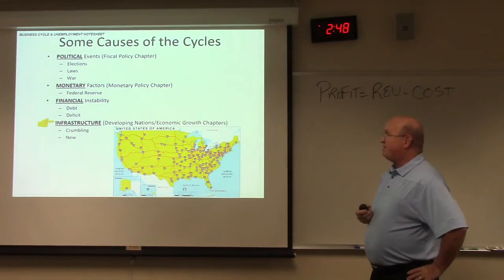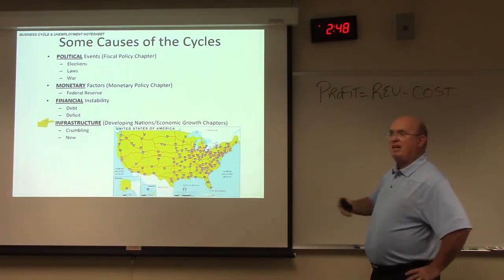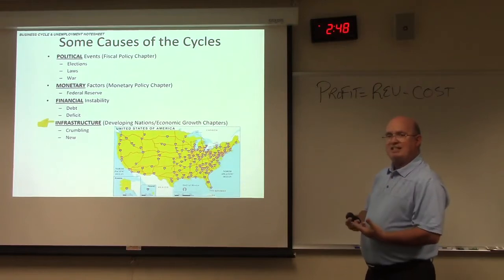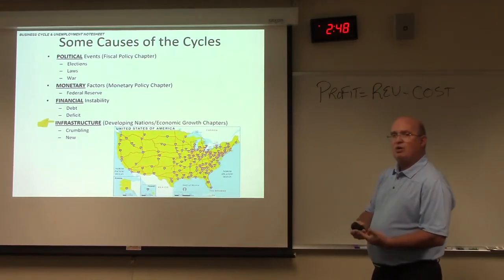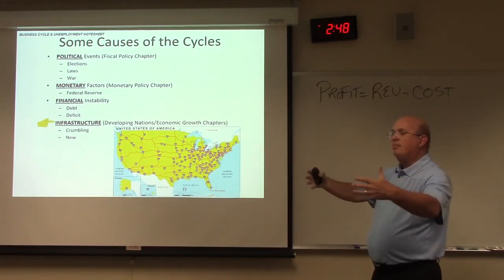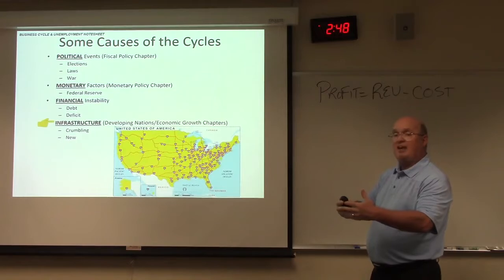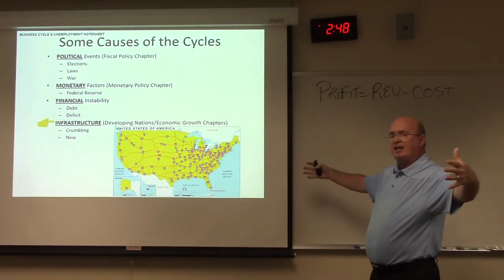They can be infrastructure. Crumbling infrastructure means we can't travel as easily. It costs more to go from point A to point B. Costs go up, economies contract. New infrastructure, costs go down to get from A to B, economies expand.